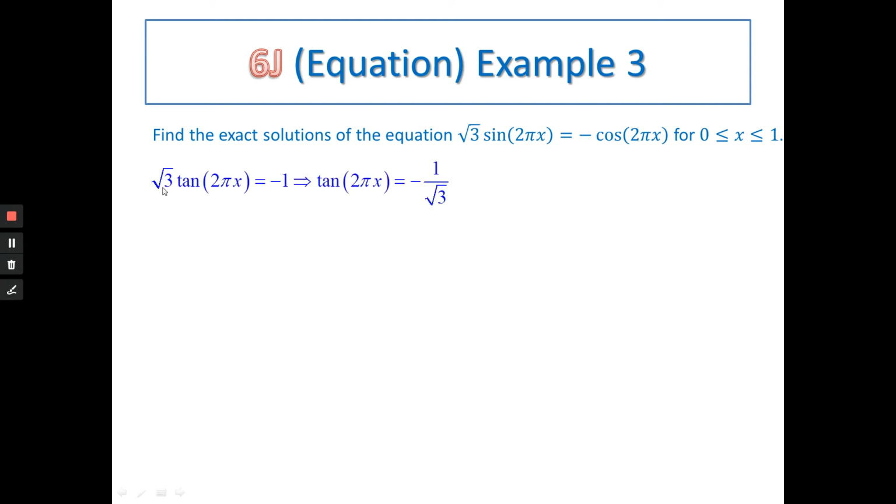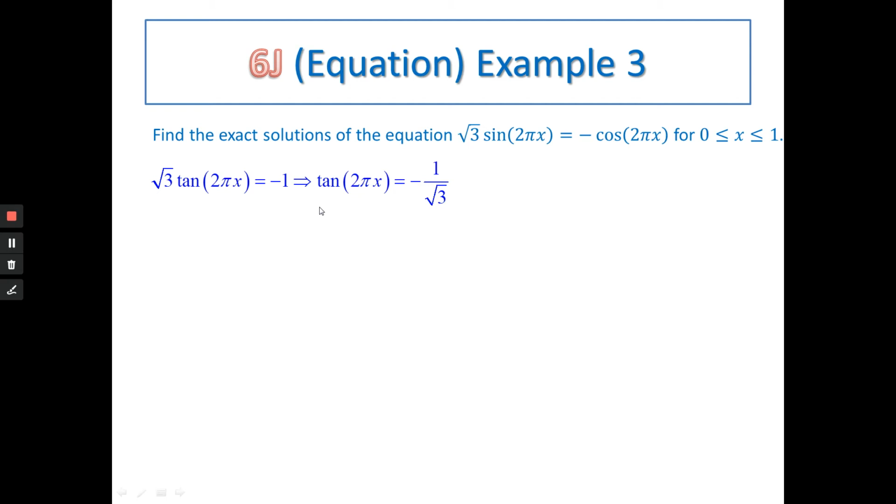So the root 3 remains on the left. Sine divided by cos is tan, and it maintains the same argument. And the right-hand side, well, dividing negative cos 2 pi x by cos 2 pi x would equal negative 1. So now that we've got that, let's get rid of the root 3. So dividing both sides by root 3, we end up with tan 2 pi x equals negative 1 on root 3. Okay, so that is the procedure for making tan the subject.